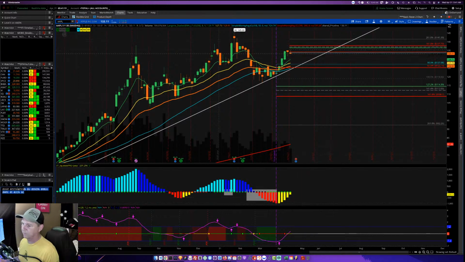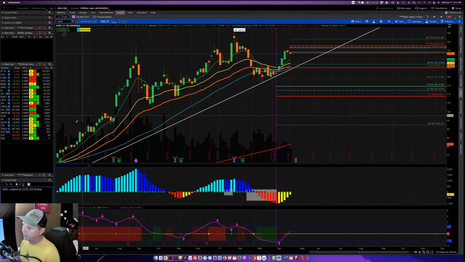All right, I'm just going to write this down. Apple support at 127, which is the 21. 125 is the 34 EMA. I would anticipate, with the way that futures are going, that we do revert to the mean. So those 127 and 125 levels are going to be important.